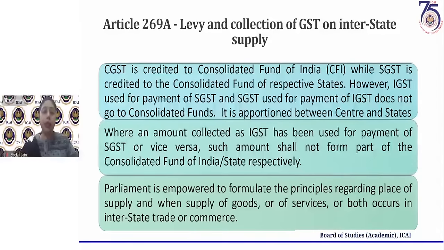But again, issue came for IGST. IGST has CGST plus SGST portion. So that has to be apportioned between center and state, that we have just seen. So for that, a mechanism has been derived. Okay. Now another issue comes.